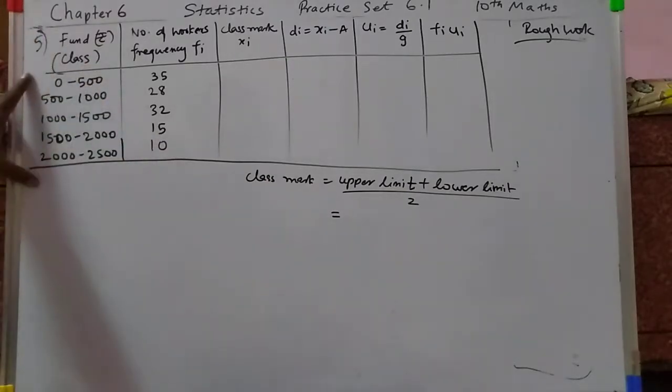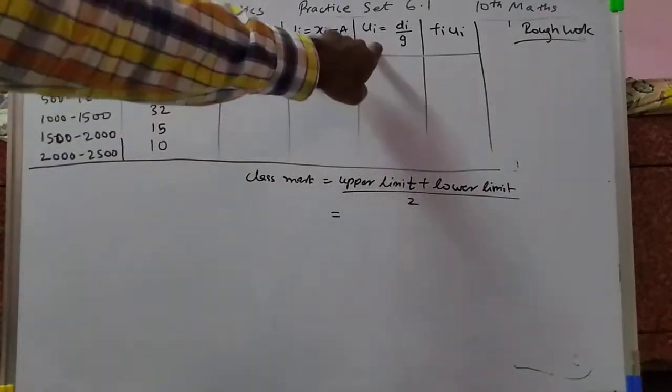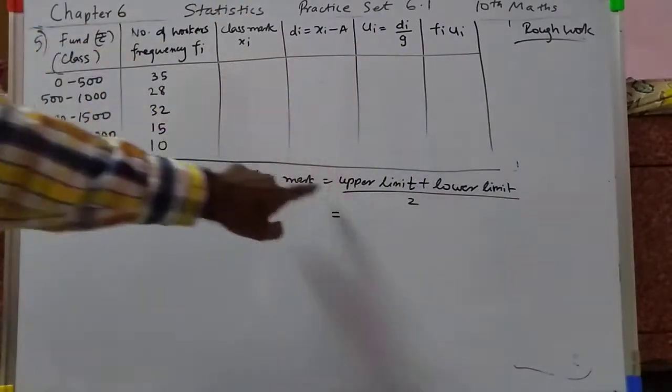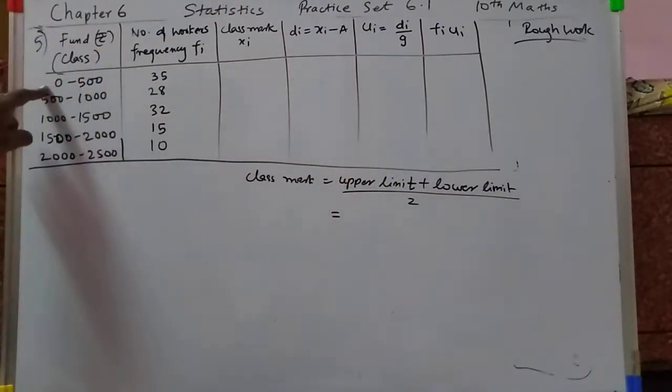Okay, fifth problem. The extra column will come, the Ui column will come. Okay. I will calculate Xi. The formula is this. Put it in this. Or you can take the lower limit. Okay. No problem.